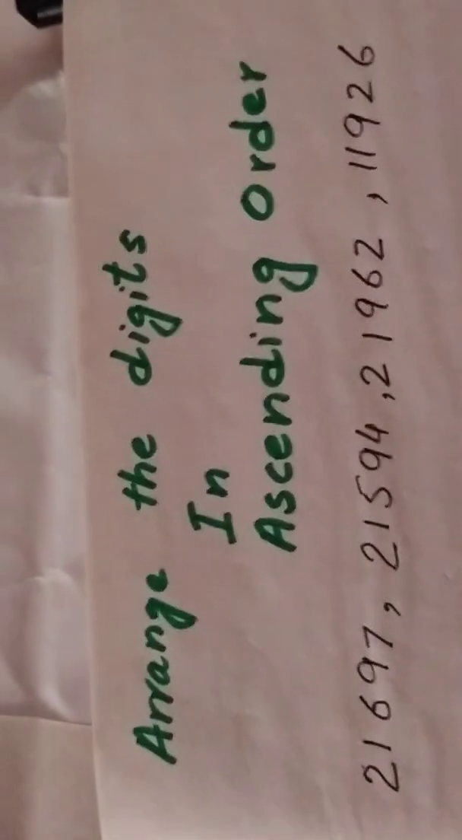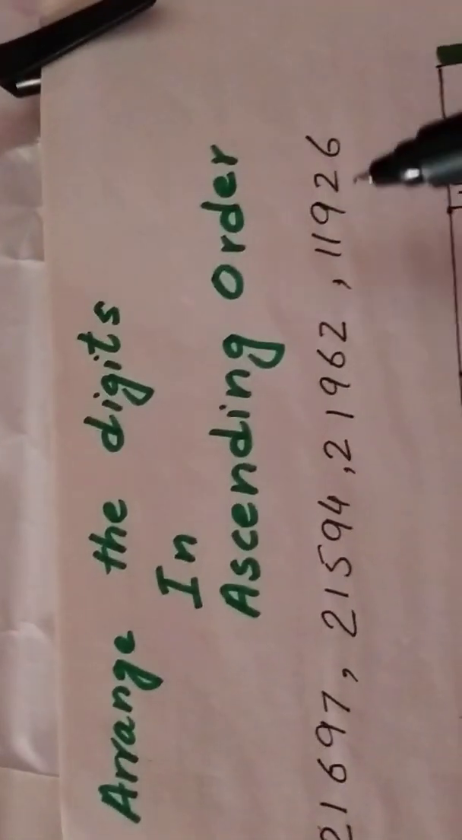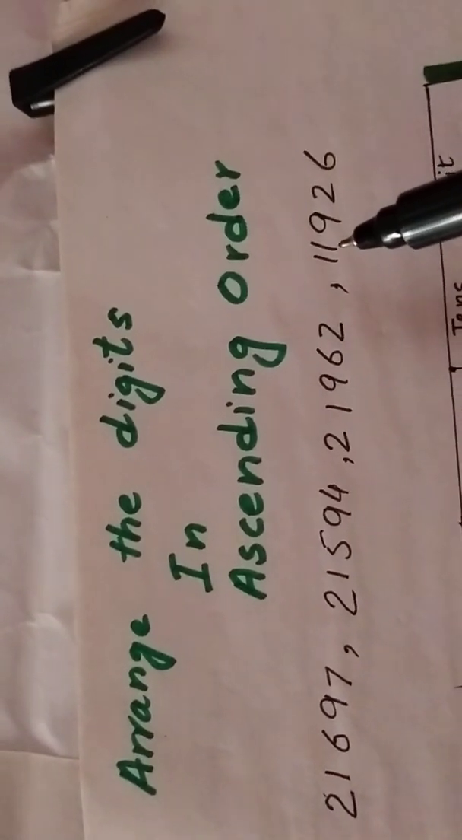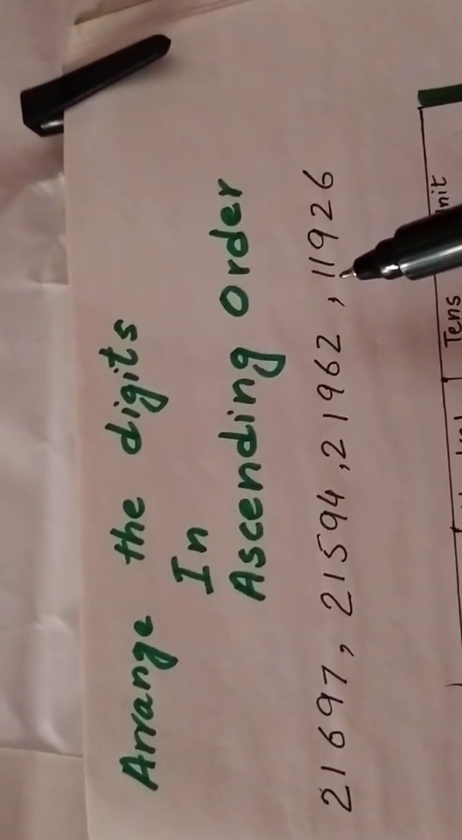Bismillahirrahmanirrahim. Today our topic is arrange the digits in ascending order. Arrange the digits, arranging the biggest value in ascending order. So let's start. There are four biggest value in thousand place, 10,000 place. Look here: unit, tens, hundreds, thousand, 10,000.